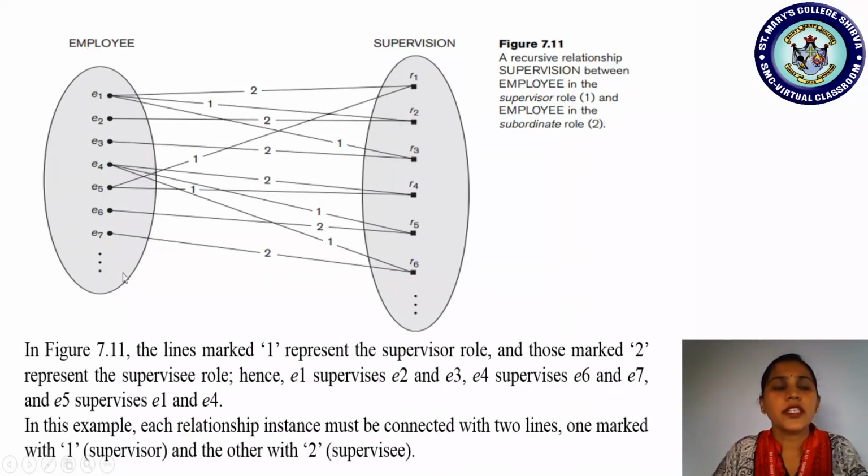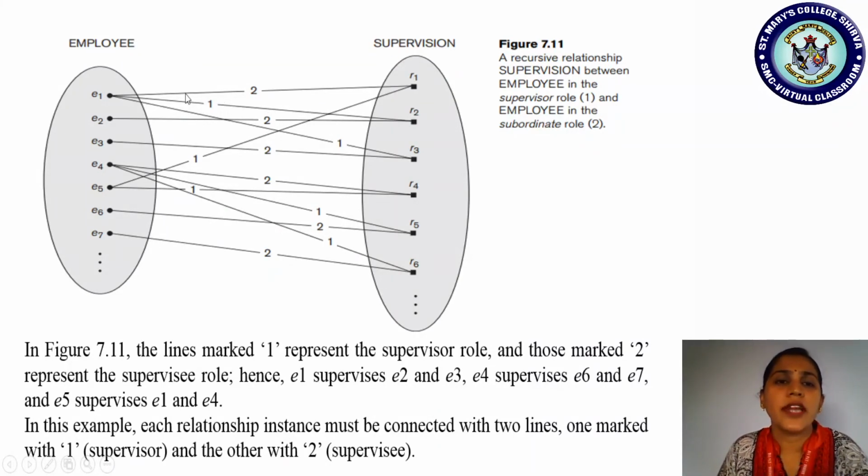So this is a representation where you're finding an employee entity and supervision is a relationship. How do you understand that it is a relationship instance? See the information mentioned here, R1, R2, R3. These are the instances of the relationship. E1, E2, E3, these are the entity set of an employee entity. So R represents the relationship part of this particular relationship name.